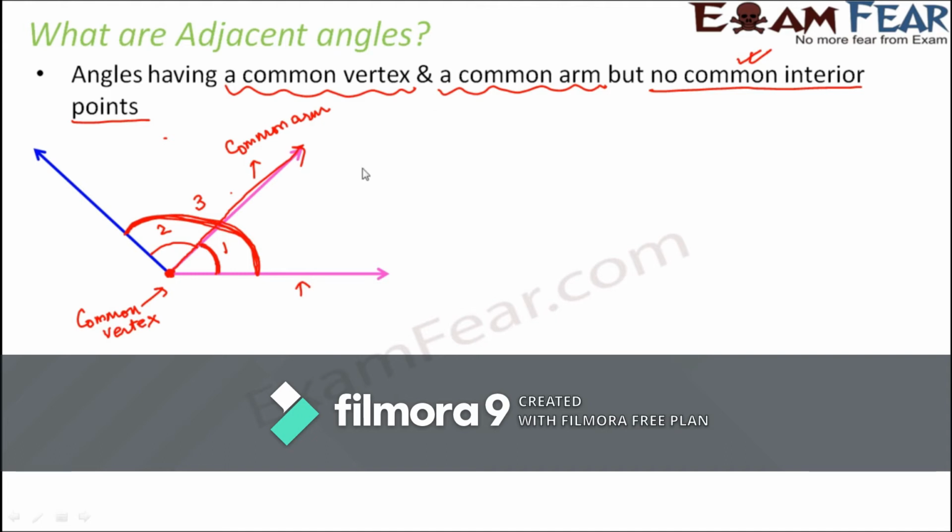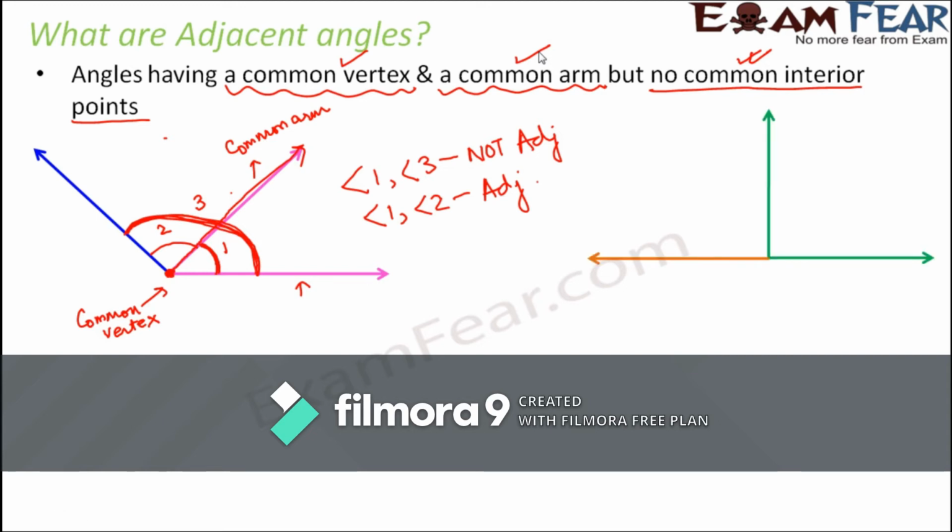So angle 1 and angle 3 are not adjacent, whereas angle 1 and angle 2 are adjacent. So this is where these three conditions help. Only when the three conditions are satisfied can we say that two angles are adjacent angles.